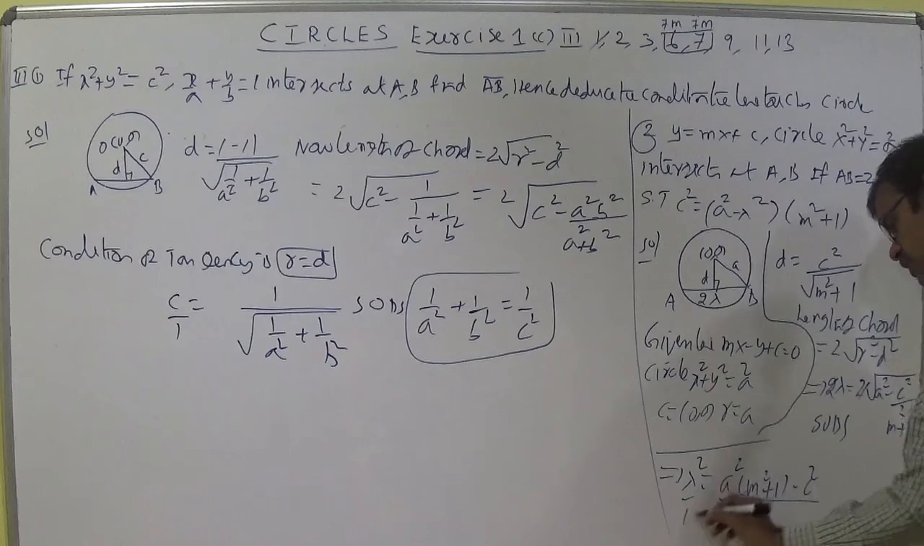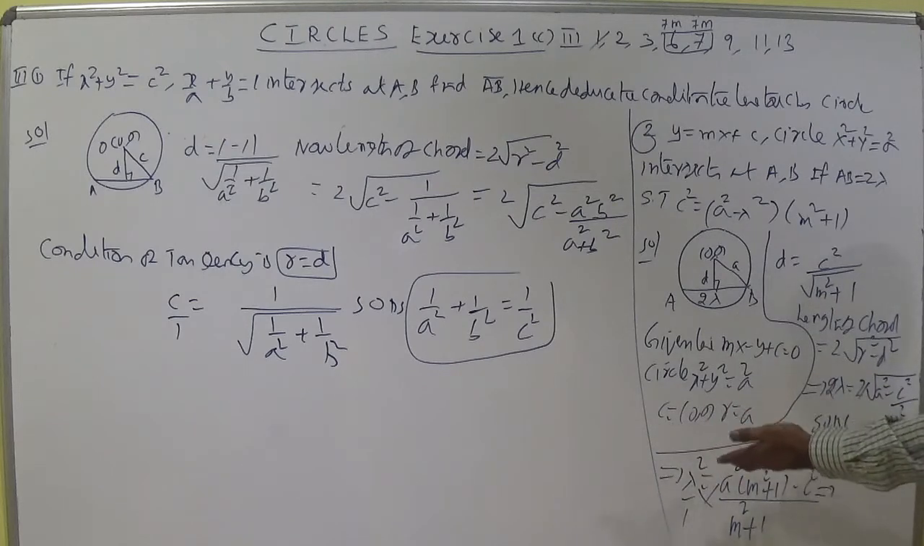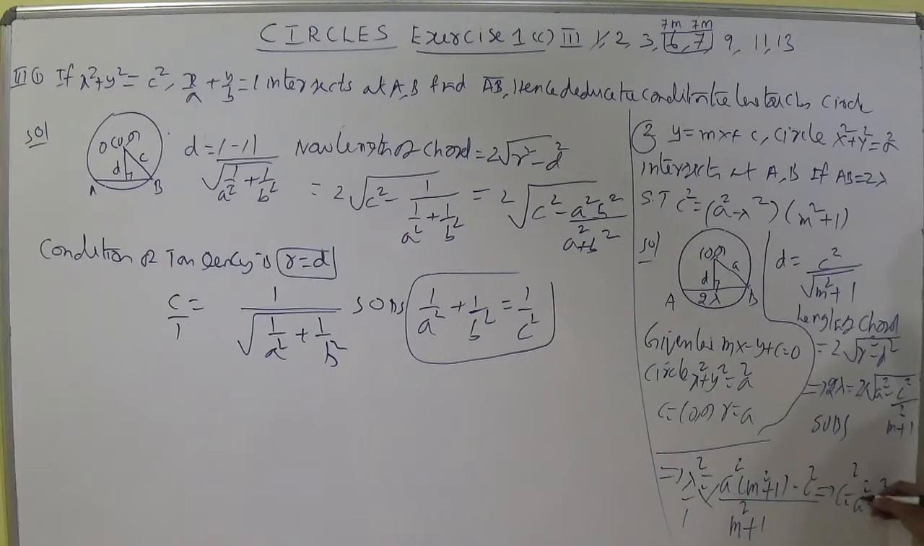So by cross multiplication we can write m square plus 1 taken that side. So c square is equal to, this one taken this side becomes minus, c square taken this side. Then it becomes c square is equal to a square minus lambda square into m square plus 1. This is the condition.